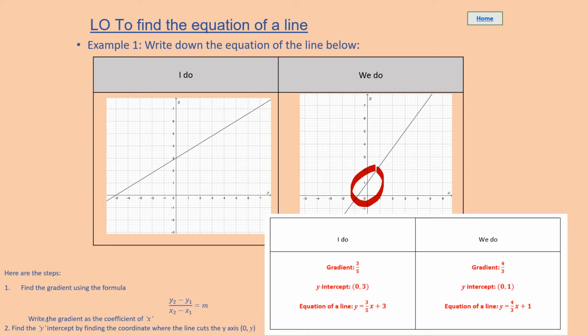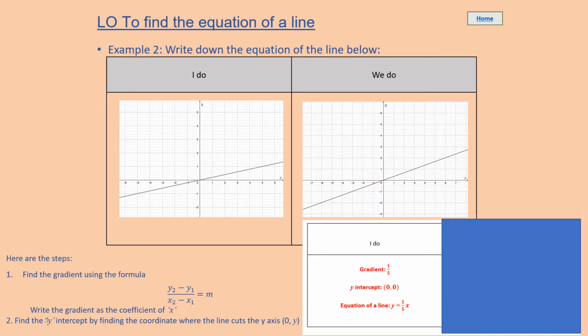Well done. Let's do another example. Okay, change in y over the change in x. So I'd do my triangle again. So my change in y is going to be 1 take away 0, which is 1, and then 5 take away 0, which is 5. My triangle is down here. Okay, and the y-intercept, where it's crossing, is (0, 0). So the y-intercept is 0. The equation of the line is y equals 1/5 of x.